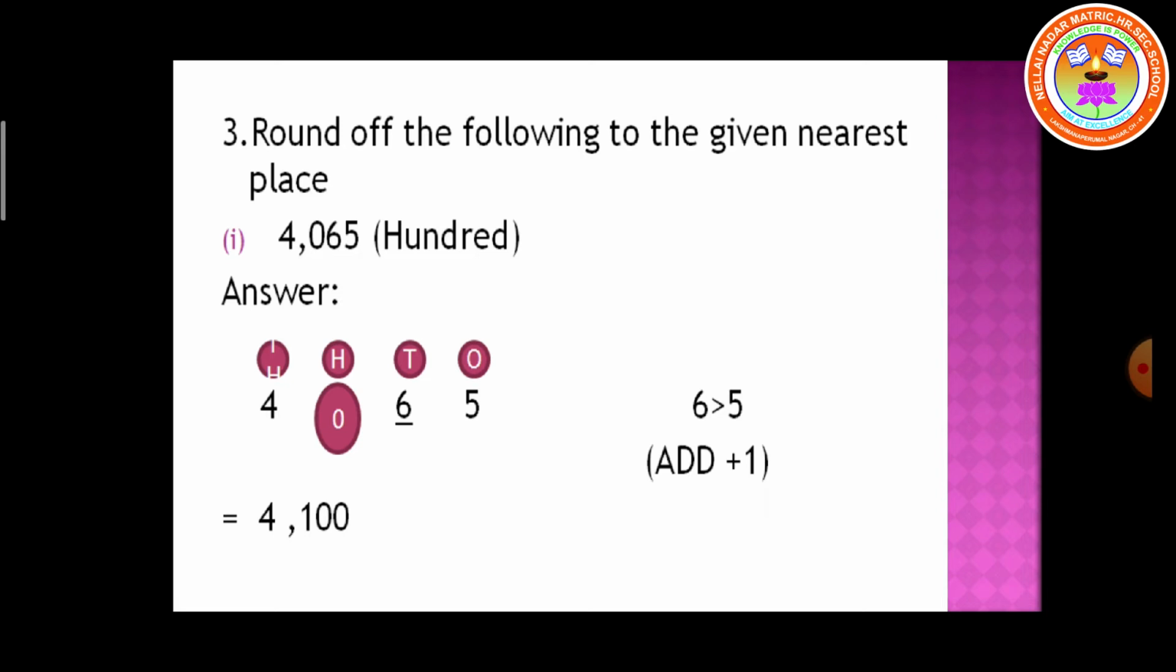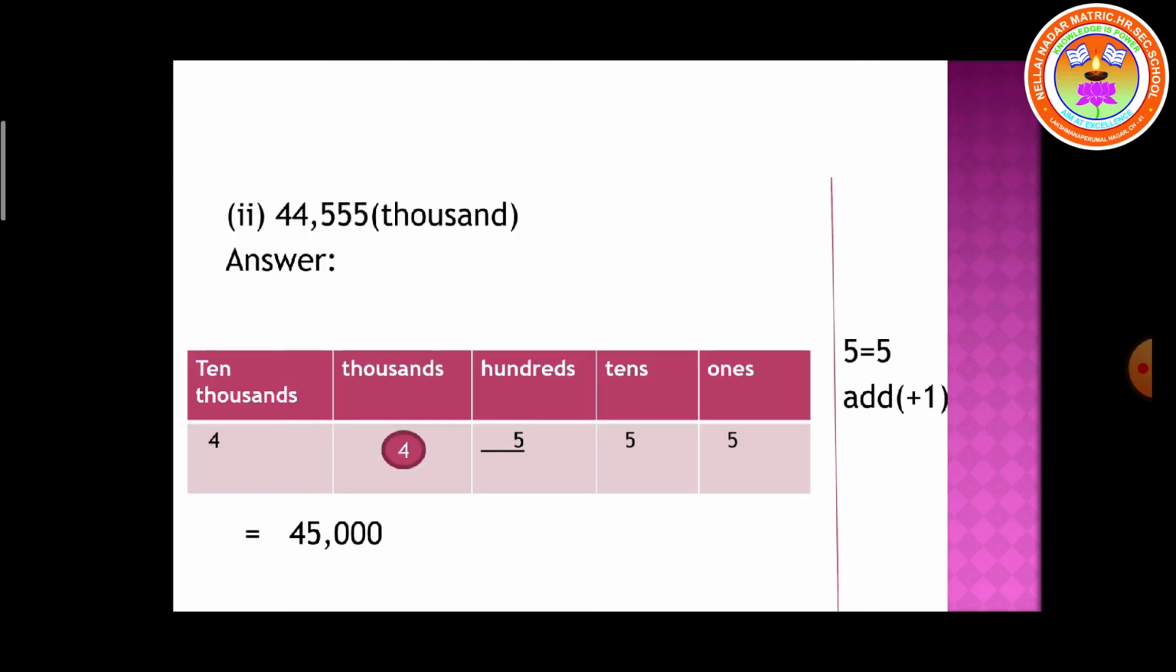Now listen to the solution. Answer. In the ones place you have 5, in the tens place you have 6, in the 100 place you have 0, and in the 1000 place you have 4. So they ask you to round off to the 100. In the tens place what number do you have? 6. So on the right side you have 6. The 6 is greater than 5. So you have to add 1 to the 100 place. So what will you get now? 4,100. Sorry children, you will be getting 4,100. Shall we move on to the second subdivision?